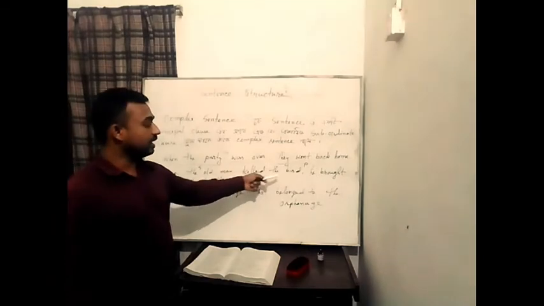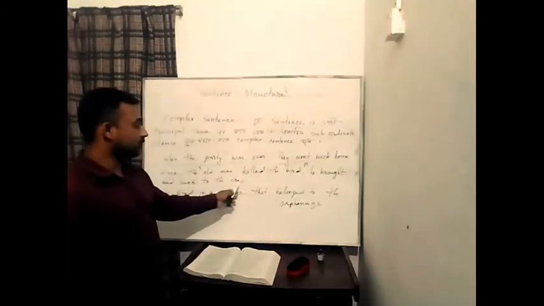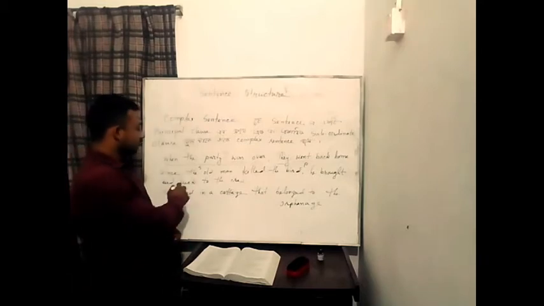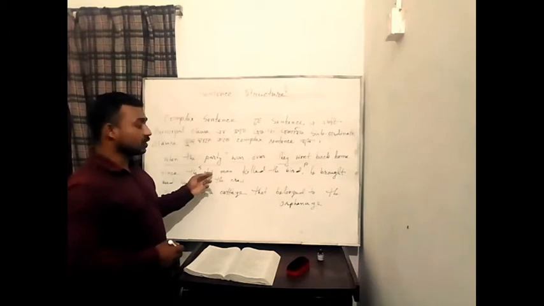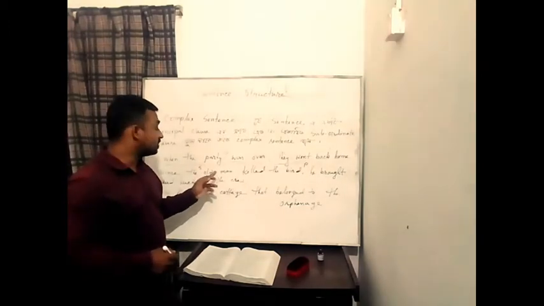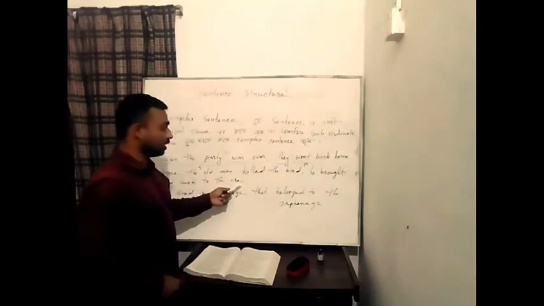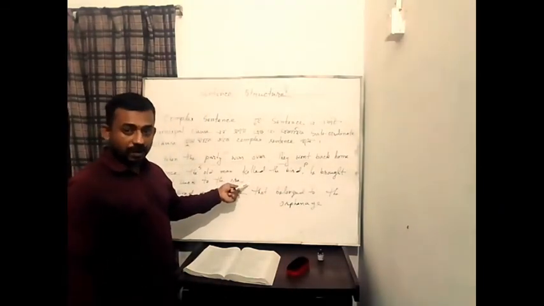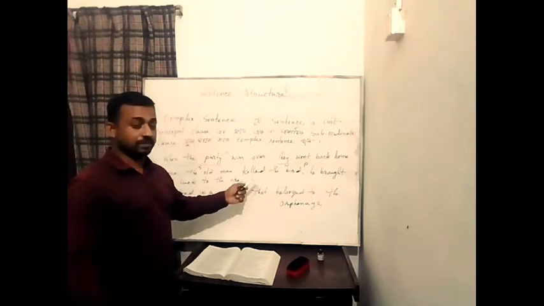Since the old man killed the bird, he brought bad luck to the crew. Here, "since the old man killed the bird" is the subordinate clause, the dependent clause. And "he brought bad luck to the crew" is independent, the principal clause. Independent and principal are the same thing.